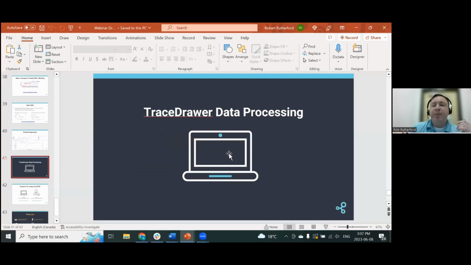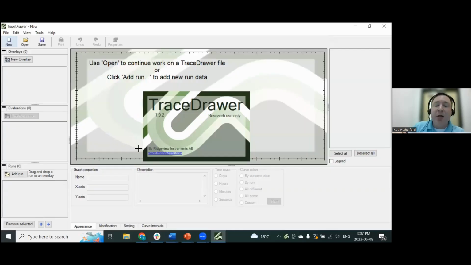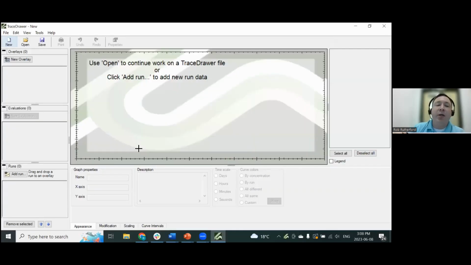we're going to go out here. And basically what we recommend is, you've finished your test, you've created your data file, and then you're going to open up TraceDrawer. This is included in the laptops that Nicoya sends out. You should have a license key that is already on that laptop, for you to put in if you haven't actually started TraceDrawer. So once you open it up, you're going to see a screen identical to this.